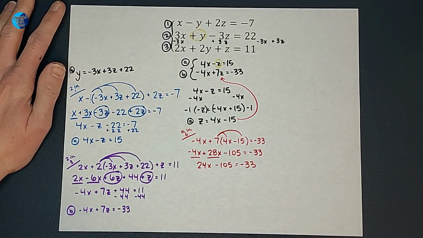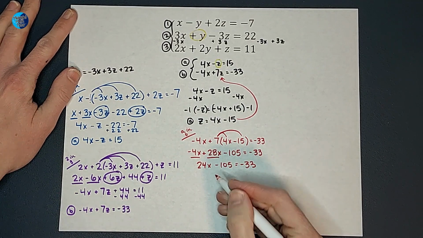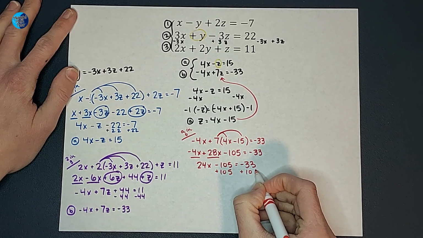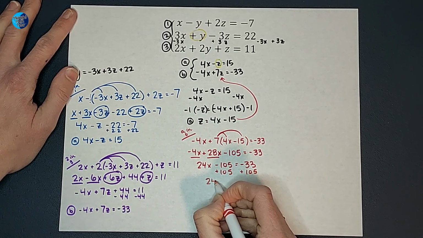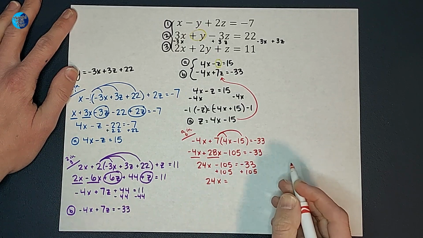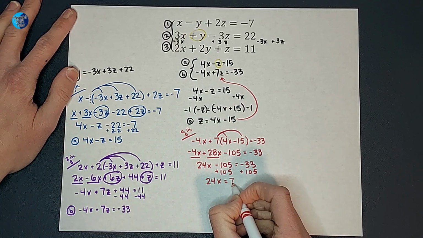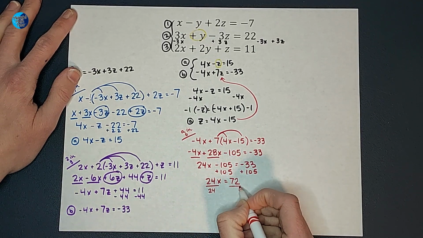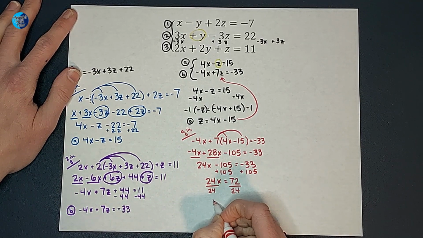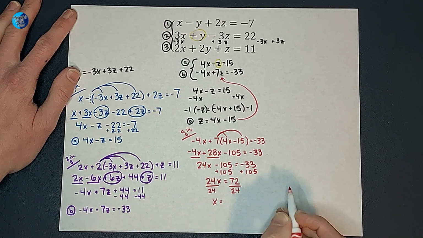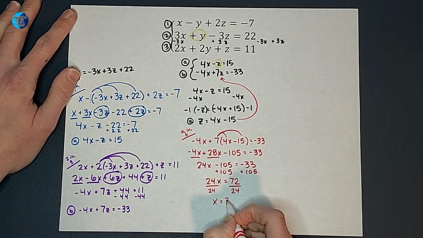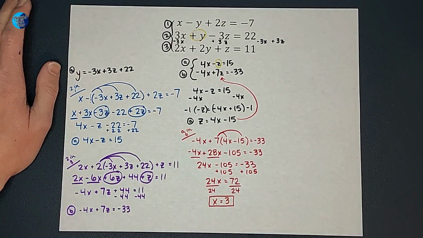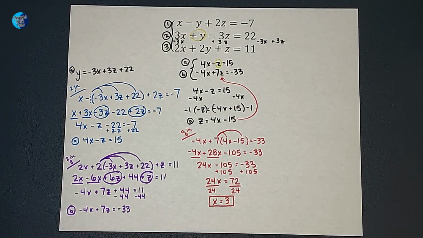All right, I'm trying to get x by itself. I want to know what x equals. So we're going to add 105 to both sides. It's just a two-step equation now. So I end up with 24x equals negative 33 plus 105 is 72. I'm almost done. We're going to divide that 24 on both sides. So I end up with x equals 72 divided by 24 is 3. Guess what, guys? X equals 3.